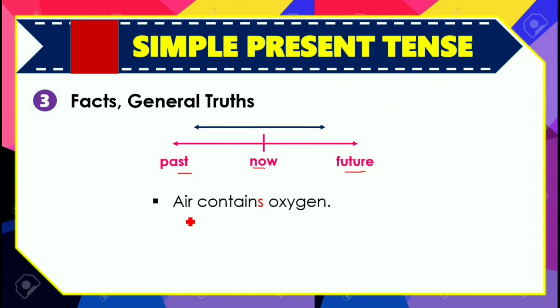So we need to use the present tense of the verb. So air is our subject and our verb is contains with s here because our subject is singular. So this is a general truth, or it's a fact. Another example, California is in America. Is it a fact? Yes. So it's not correct to say California was in America. Our subject is California and our verb is is. Singular subject and singular verb.